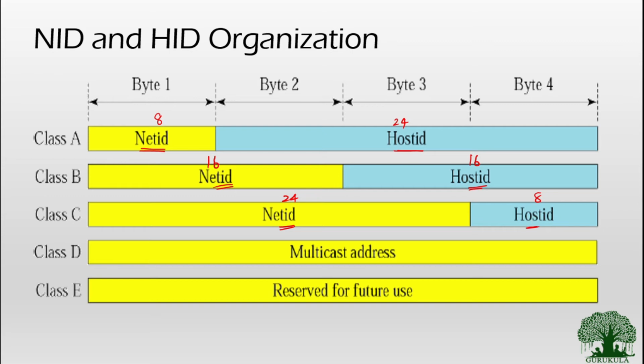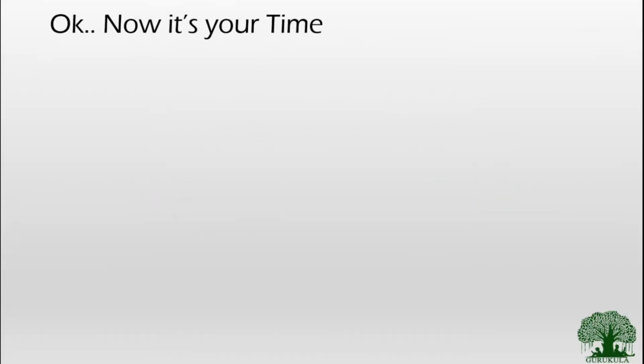And as far as class D and class E are concerned, there is no separation of net ID and host ID, whereas class D is completely utilized for multicast addresses, and class E is completely reserved for future purposes. We cannot use it for any other functions. So this is what we will have to understand. So now it's your time.